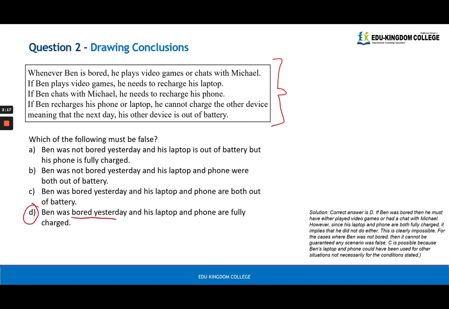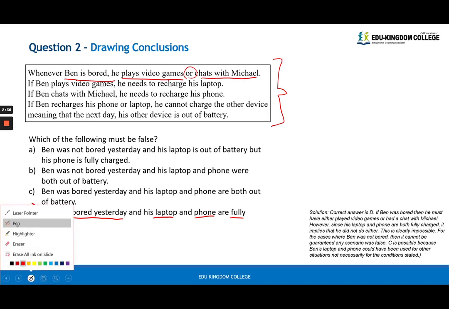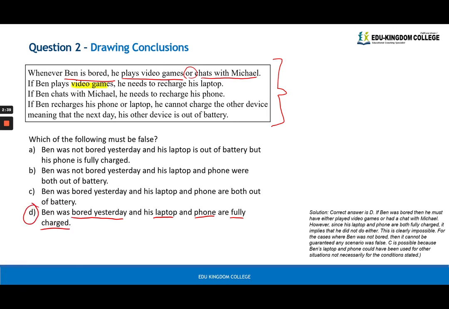Ben was bored yesterday and his laptop and phone are fully charged. If Ben was bored yesterday, where is Ben? Whenever Ben is bored, okay, so we'll start there. He plays video games or chats with Michael. So there's two options here. Plays video games or chats with Michael, okay? Let's get our highlighter out. So if Ben was to play video games, the first one, he needs to recharge his laptop. If he chats with Michael, he needs to recharge his phone, okay?